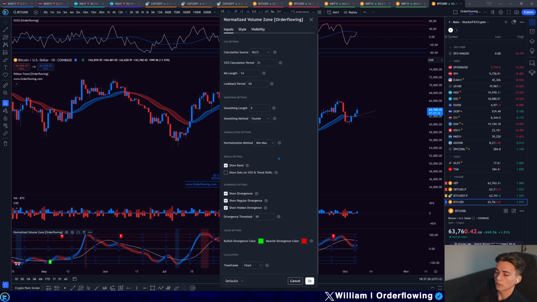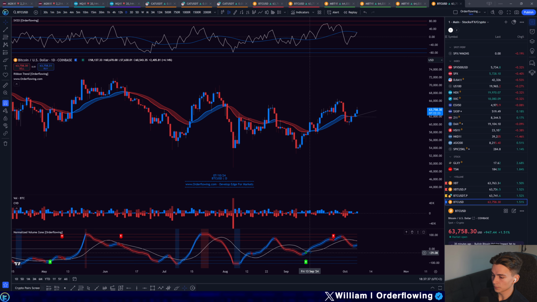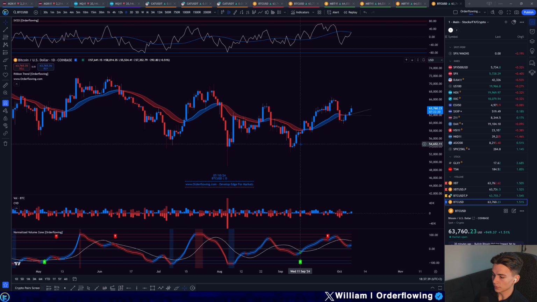We also have the automatic divergence mode, so if you want to be shown these divergences here, as we can see on the 11th of September on Bitcoin, we had the regular bullish divergence on the normalized volume zone, which was at this candle here. Afterwards we had the trend shift and break of structure, and then we went up until we had the regular bearish divergence and some retracement.